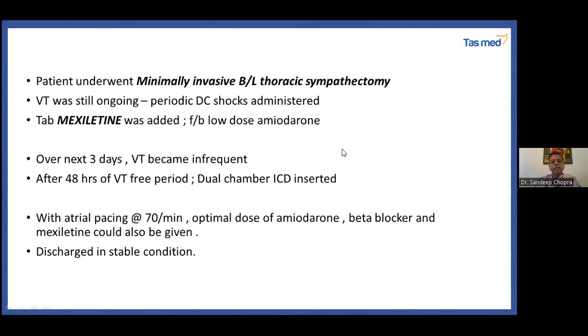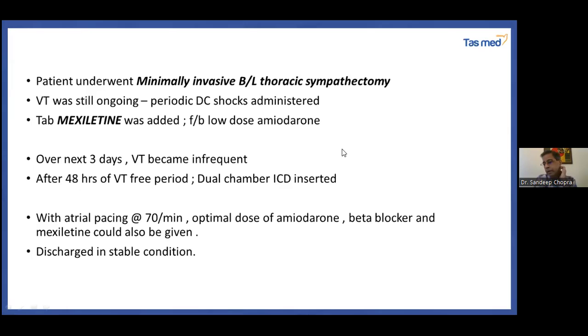And there, this new drug comes in, called Mexelitine, followed by low-dose amiodarone. With time, VT became infrequent. And after a 48-hour VT-free period, a dual-chamber ICD, an intracardiac defibrillator, was inserted. So with atrial pacing, with the optimal dose of amiodarone, beta blockers, and Mexelitine being given, the patient was discharged in a stable condition.